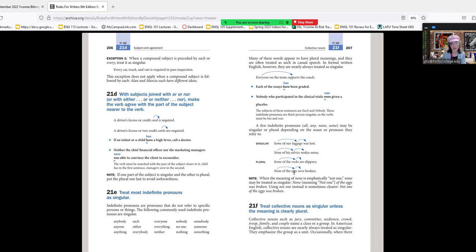Plural subject eggs takes plural verb were. So a few indefinite pronouns may be singular or plural depending on the noun or pronoun they refer to. So if the sum of our luggage, and this is a collective noun because it looks like it's plural, but actually it's singular. Advice actually looks plural, but actually it's singular.